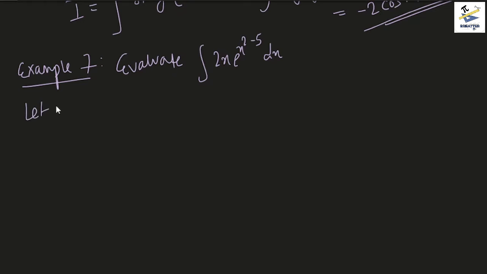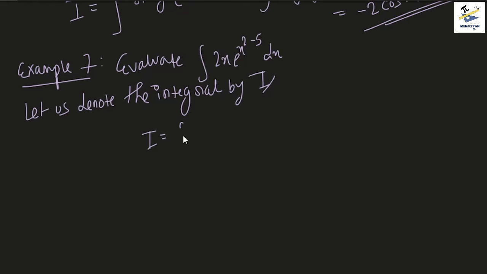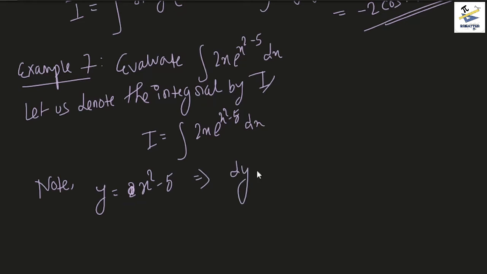the integral of 2x e to the power x square minus 5 dx. So let us denote the integral by I, so that I is equal to the integral of 2x into e to the power x square minus 5 dx. Note that now again in this integral we are trying to see that since the derivative of x square minus 5 is just 2x, what we can do is let y equal x square minus 5, which should give us dy equals 2x dx, right?